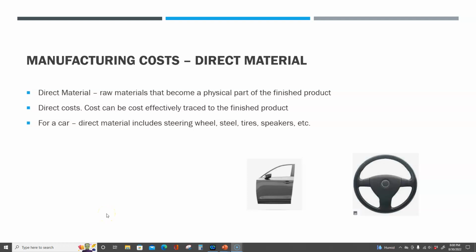Keep in mind that direct materials are not the basic materials. It can be components like a steering wheel or a tire that manufacturers buy from other companies. It's the component that companies buy that ends up in the finished product.